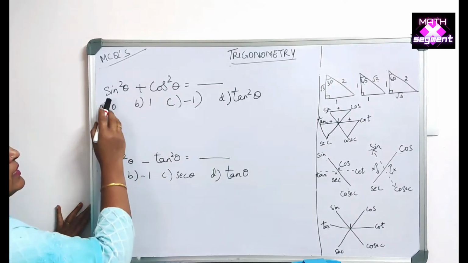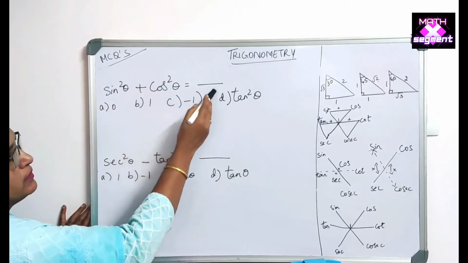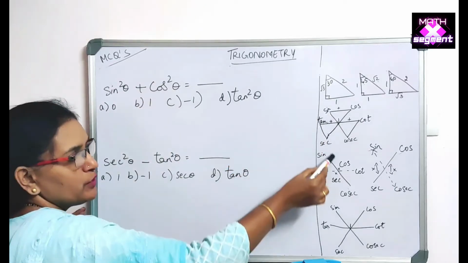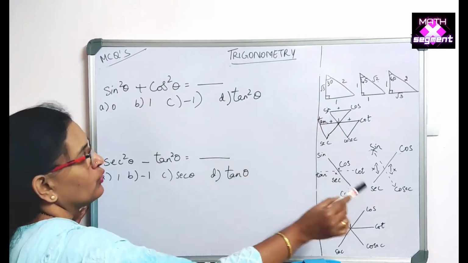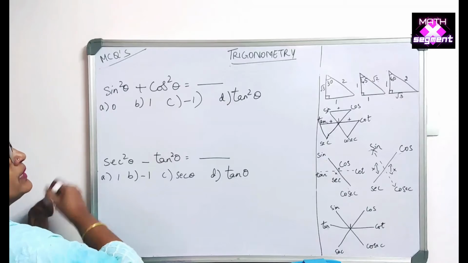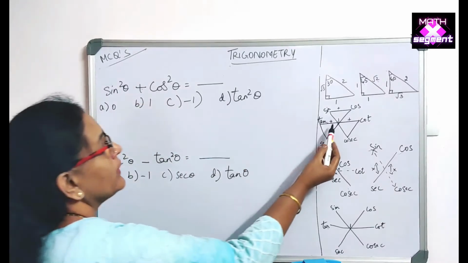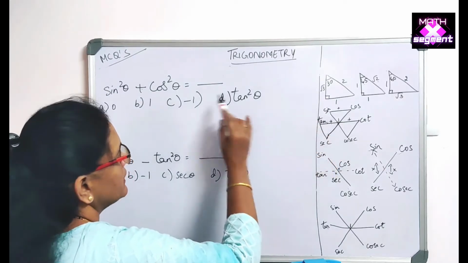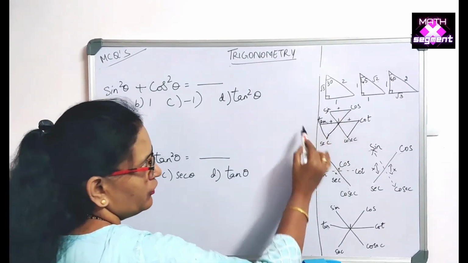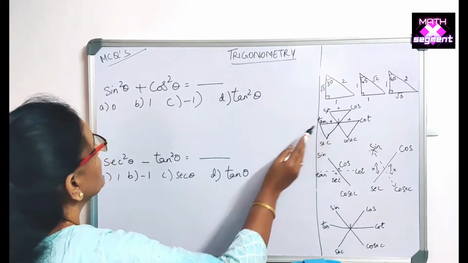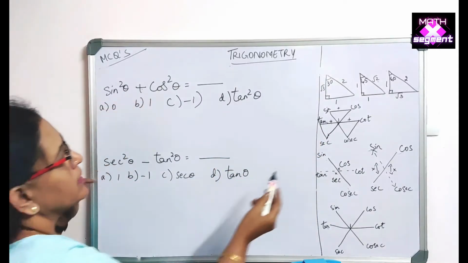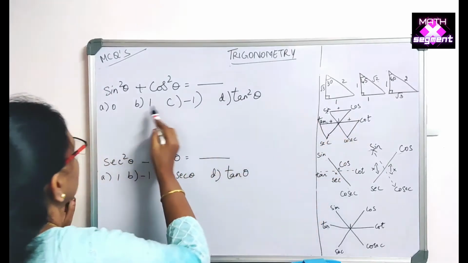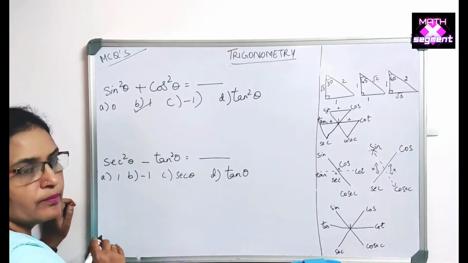Let's solve the next question. Sin square theta plus cos square theta is equal to dash. So from the question itself you can identify which figure it belongs to. Since here it is the sign plus, now where the plus is in the formula, you have plus in the figure. So it comes under this figure. The formula belongs to this figure. So sin square theta plus cos square theta is what? 1. So straight away you can take the option 1.